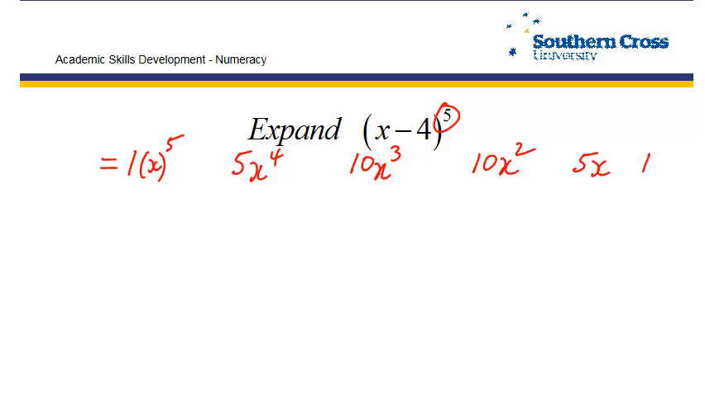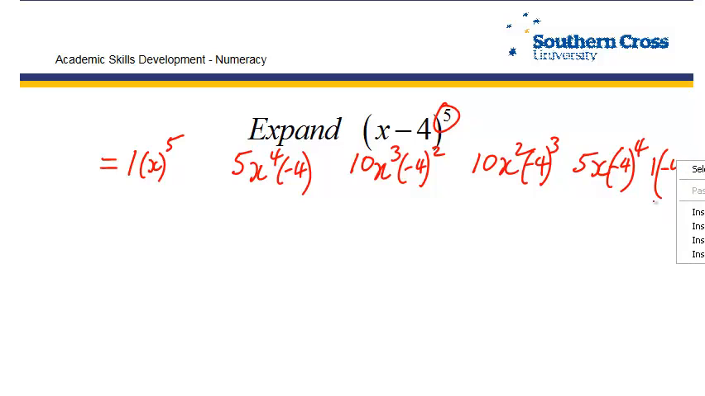Now the second thing is to go through with our minus 4, our second term. So the first one would be minus 4 to the power of 0, but that's 1, so we won't bother. And then it's minus 4, minus 4 squared, minus 4 cubed, minus 4 to the power of 4, and minus 4 to the power of 5. We need to put in plus signs. And now just tidy up.